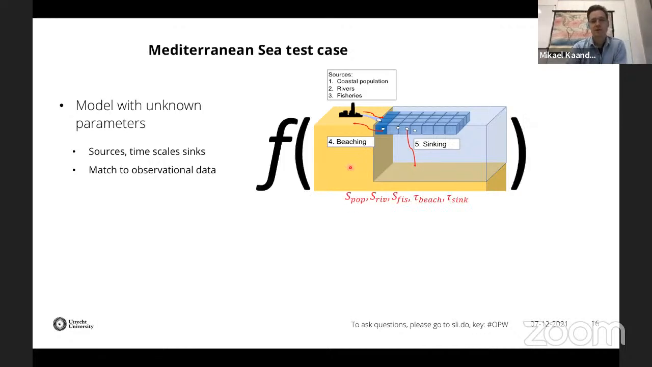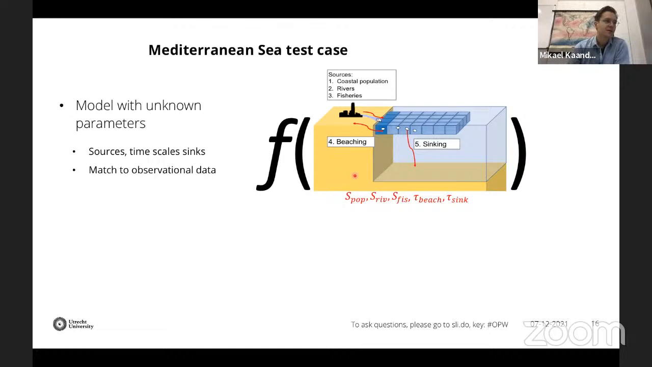Now what we do is we basically treat this model as a function with some unknown parameters. So we have a rough idea of the sources of plastics, so rivers, coastal population, but we don't really know their relative importances, so how much is entering the oceans from rivers compared to coastal population. So what we do is we introduce 3 parameters, so these are the source strengths, and we can adjust these parameters a bit. So it's like a tuning knob, basically.